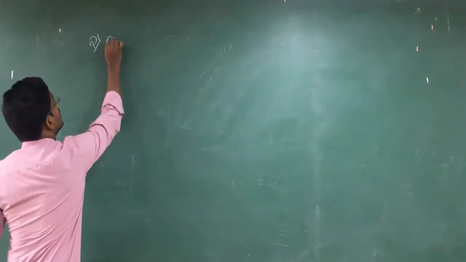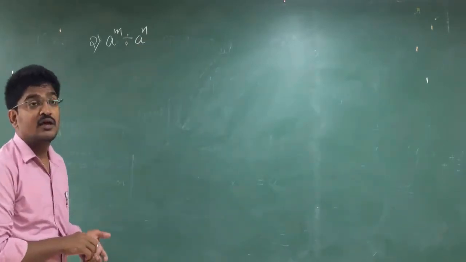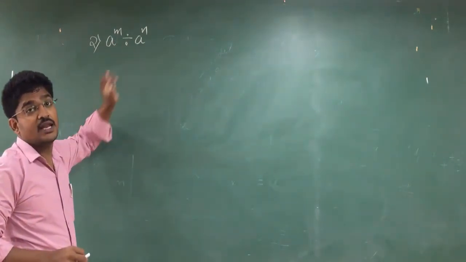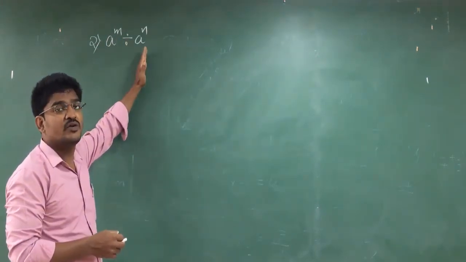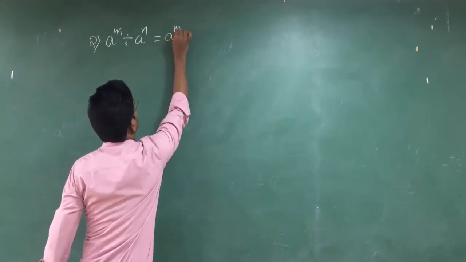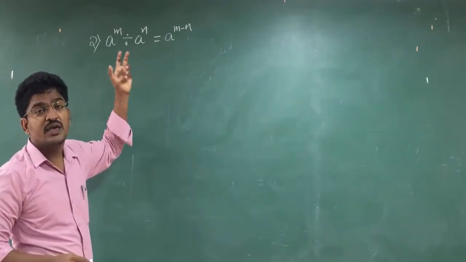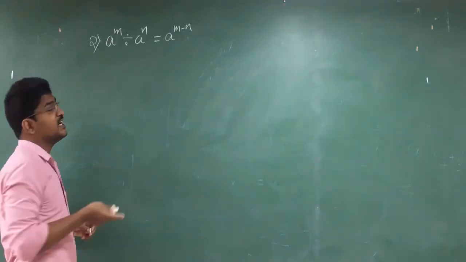So next let us go for the second fundamental rule, that is a to the power of m divided by a to the power of n. Clear? Understand this? A to the power of m divided by a to the power of n will be equal to a to the power of m minus n. Clear? So this is the second fundamental rule. Again let us try to prove this.